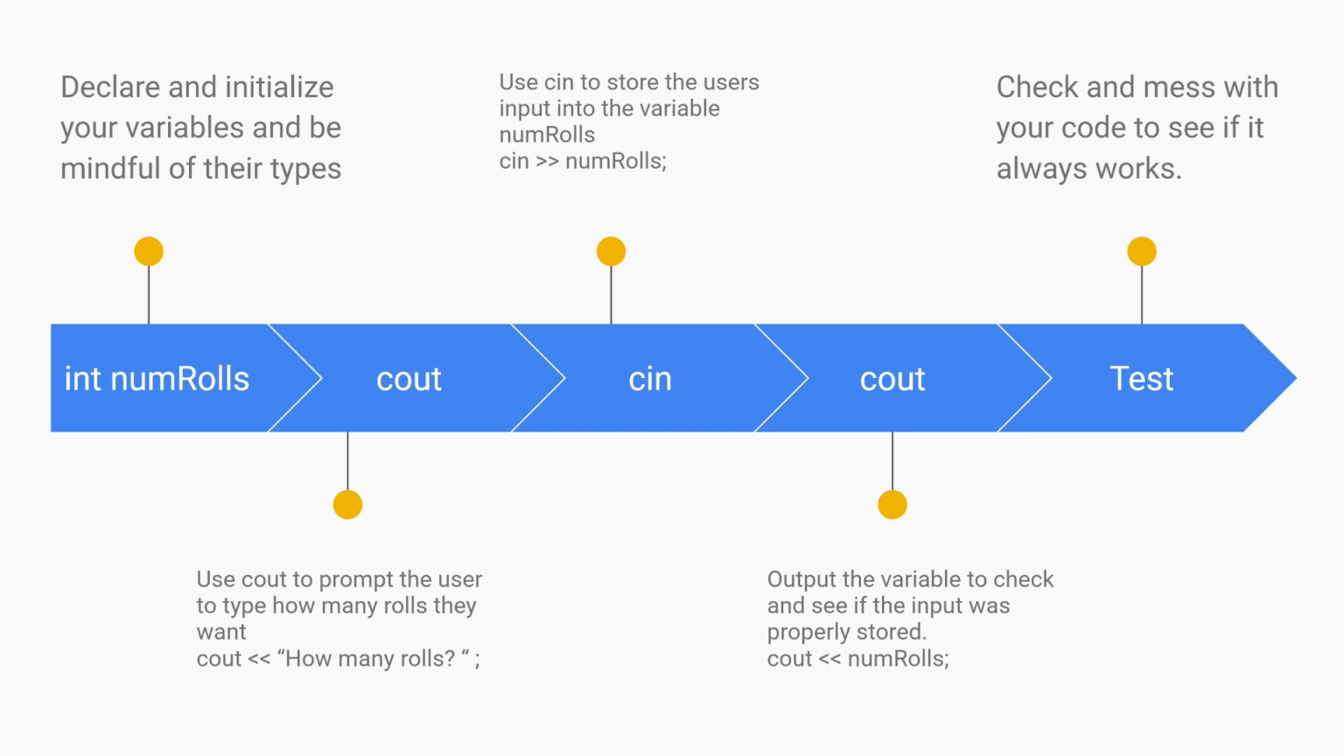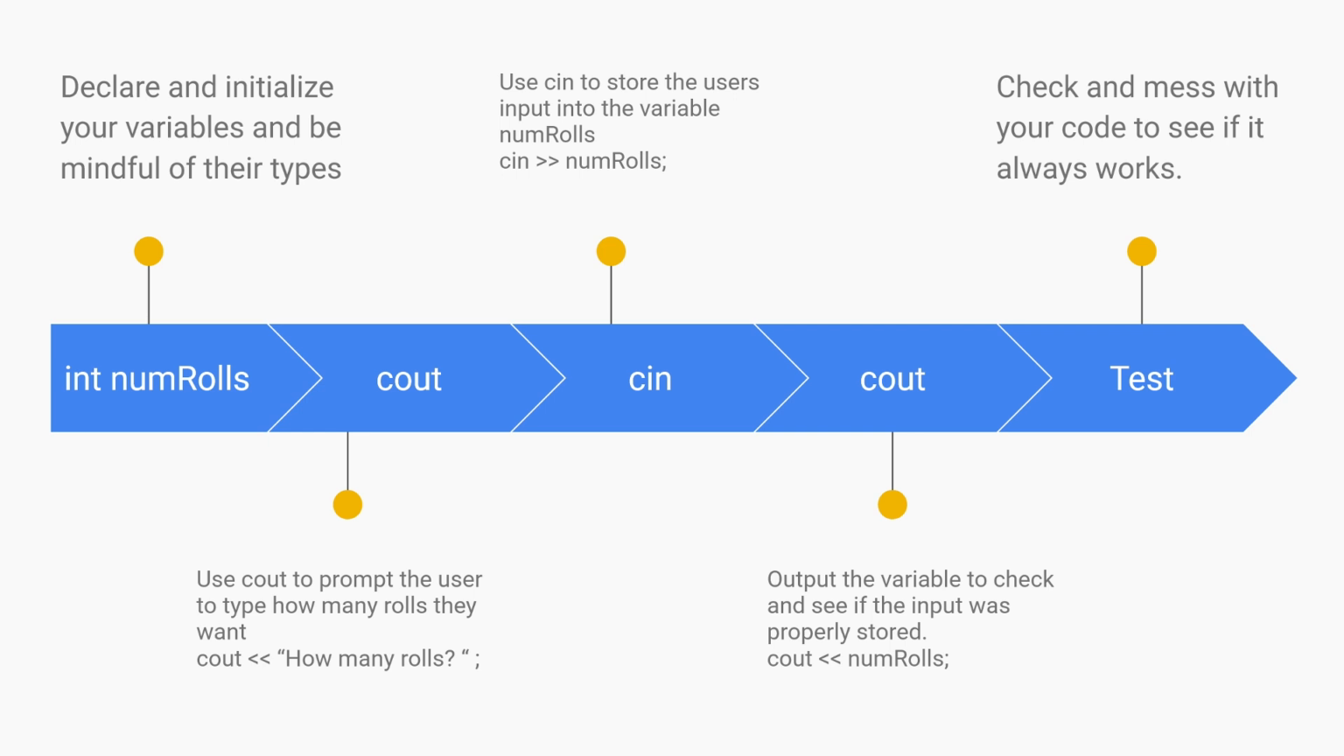Here shows you kind of the path you want to take, where you set and declare and initialize variables while being mindful of their data types. And then you want to prompt the user by using Cout. Here you say Cout how many rolls, and then you would use Cin to store the user's input into the variable num rolls. So Cin num rolls sets num rolls into the input provided.